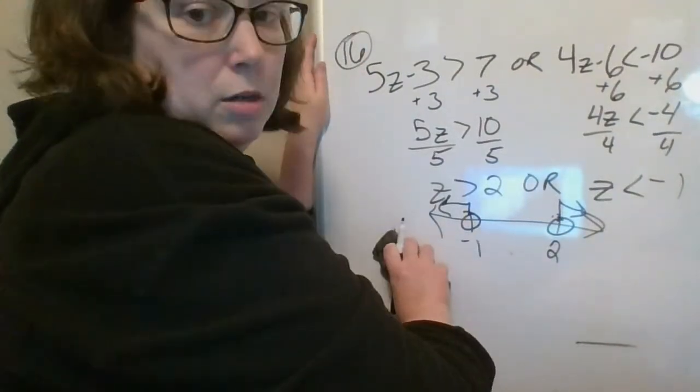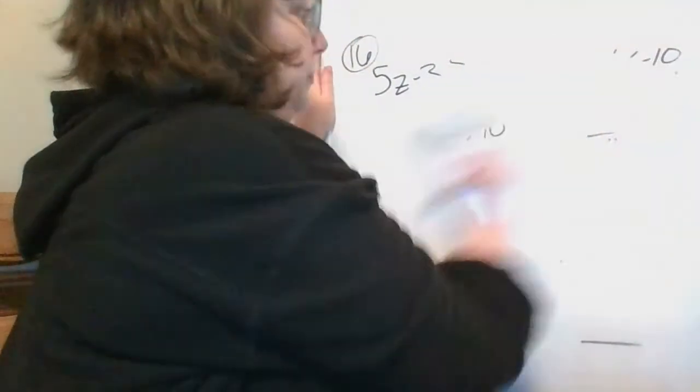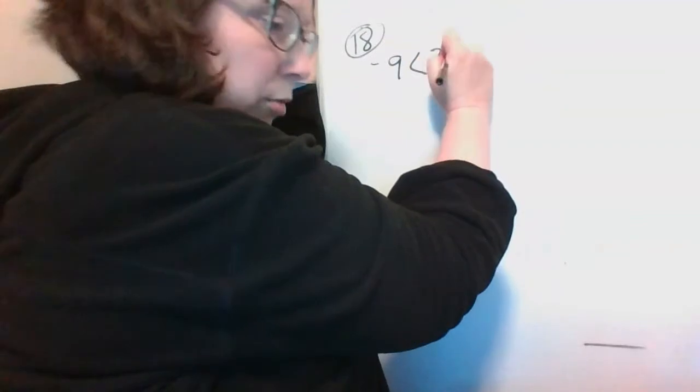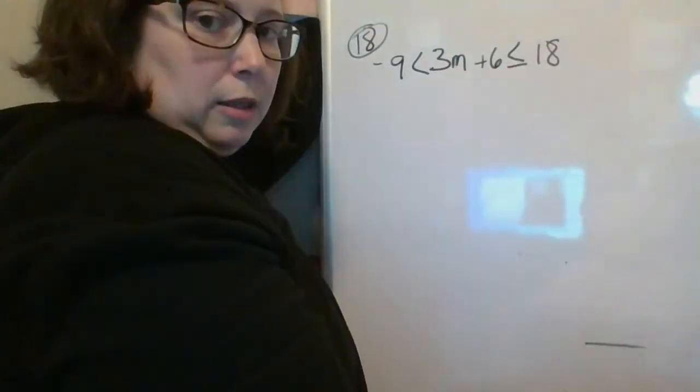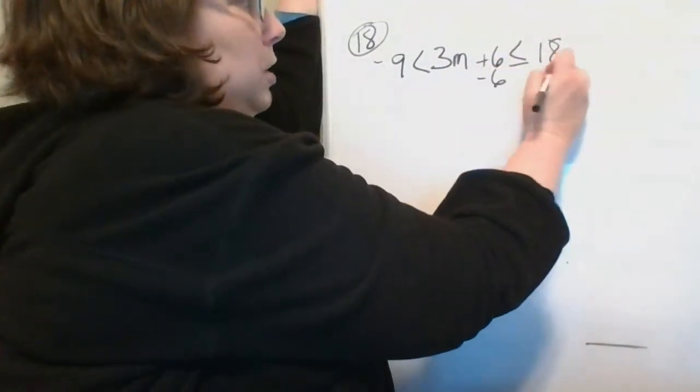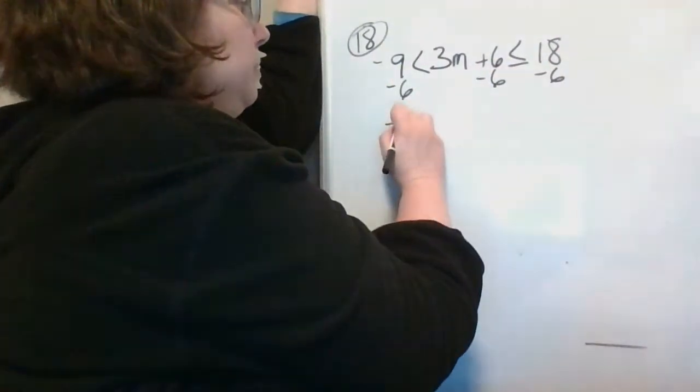Excuse me. Number 18, it just says solve each inequality. So for number 18, we have negative 9 is less than 3m plus 6 is less than or equal to 18. So again, we're looking to isolate the m. So we're first going to get rid of that plus 6.